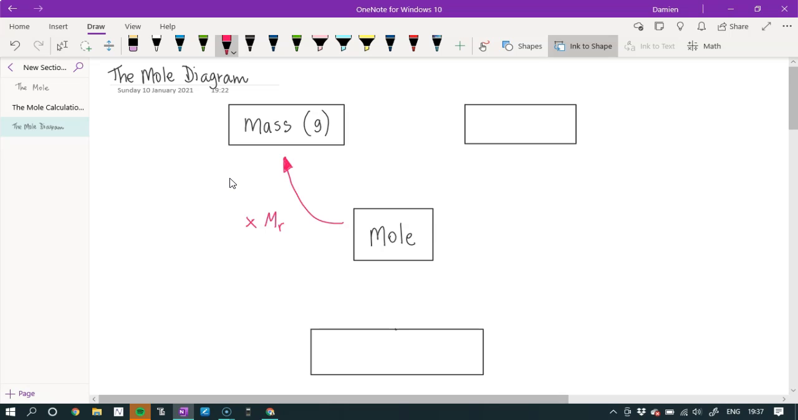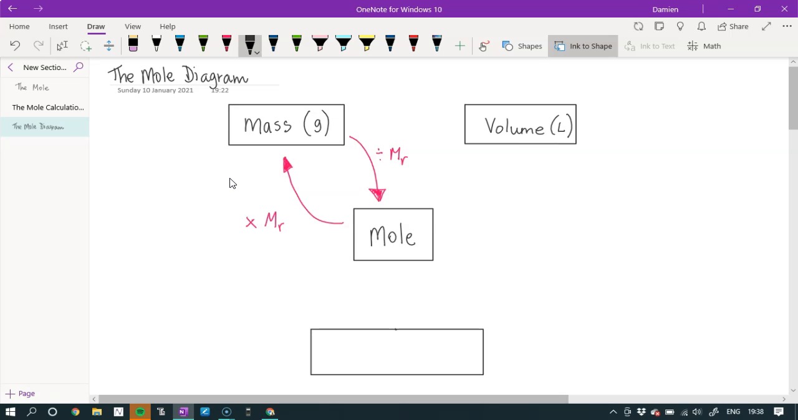If you are at mass and you want to turn it into moles, you go the opposite direction. So if you're going from mass in grams to moles, you're going to divide by the molecular mass, MR. And the one over here is volume. We won't be using that for the moment. We'll be coming back to that at a later stage, and that's volume in litres.